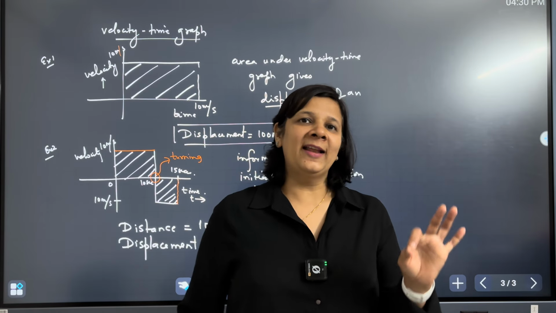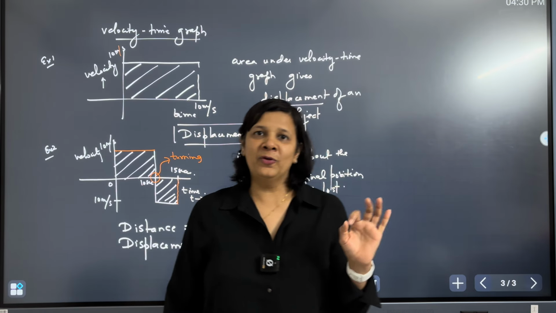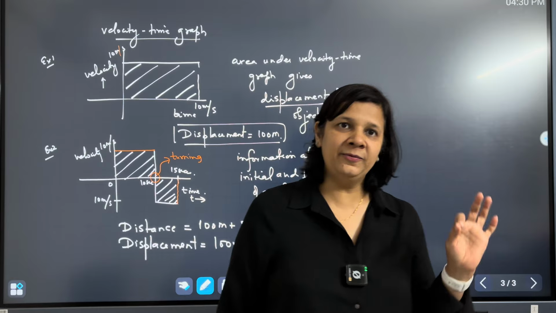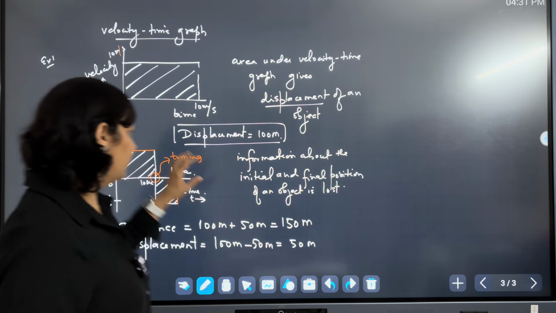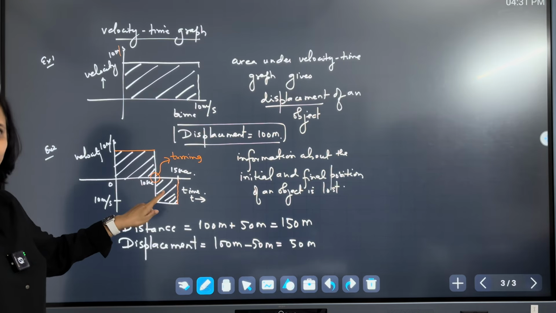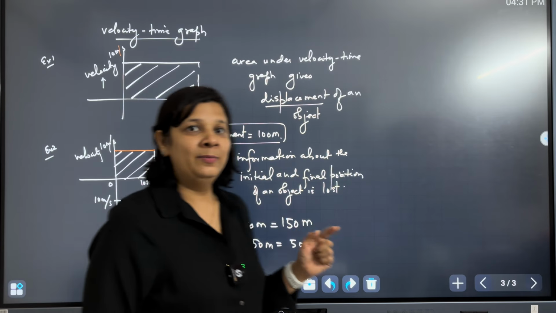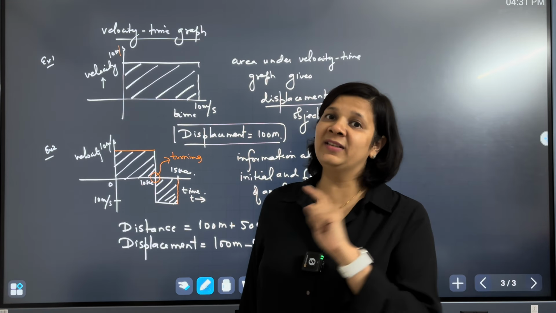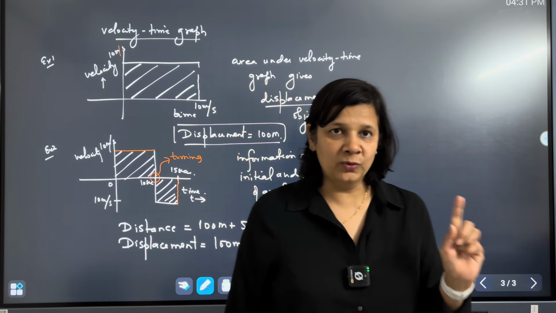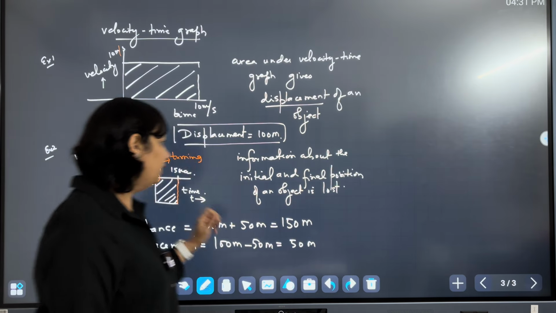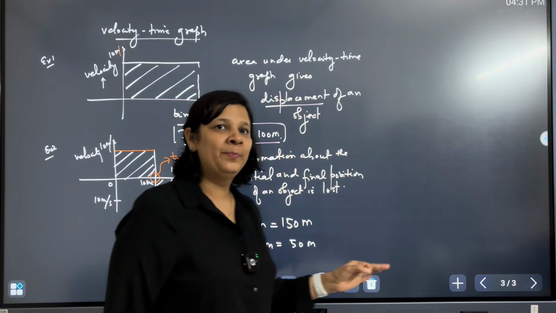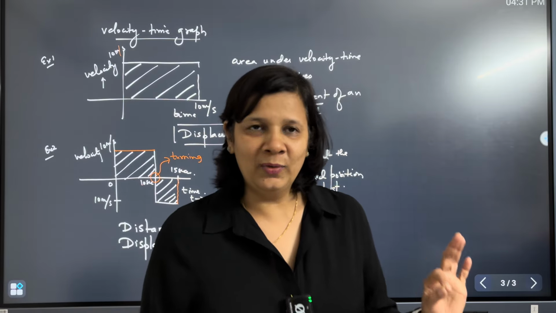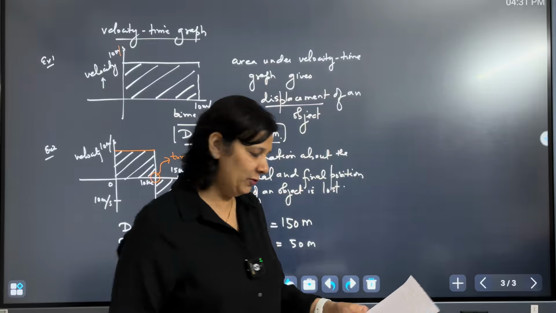So when we calculate area under the curve, in order to calculate the displacement, we take the area with sign. Okay, so that will be the positive area and this will be the negative area, right? Because the object has moved in the opposite direction when the velocity is negative. So one has to be very careful. Distance will be the total distance covered by an object, whereas displacement will be only 50 meter. Okay, I hope this point is clear to all of you.